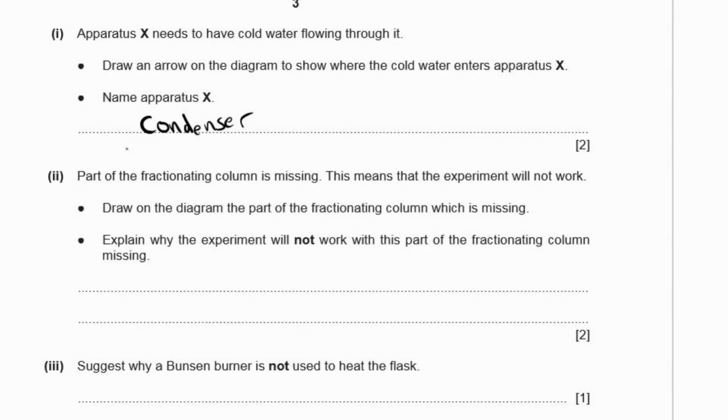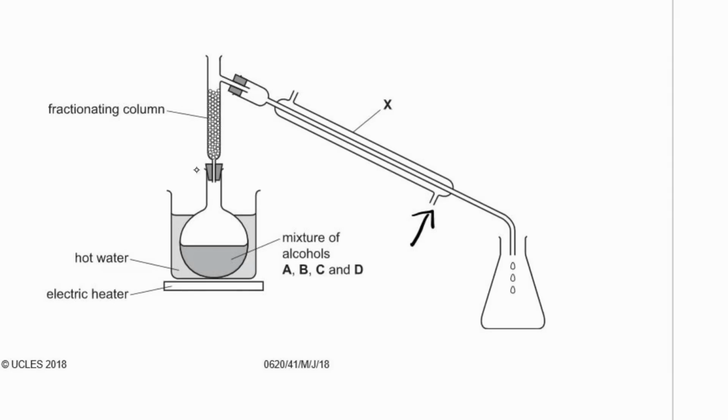Okay, so we've drawn where the cold water enters and named apparatus X. Part 2: part of the fractionating column is missing. This means that the experiment will not work. Draw on the diagram the part of the fractionating column which is missing, and then explain why the experiment will not work with this part missing. What's going to happen is the alcohol is going to evaporate and evaporate, and you're going to lose it all. That's not what you want. You want it to evaporate, then condense, and then drip down through this little tube.